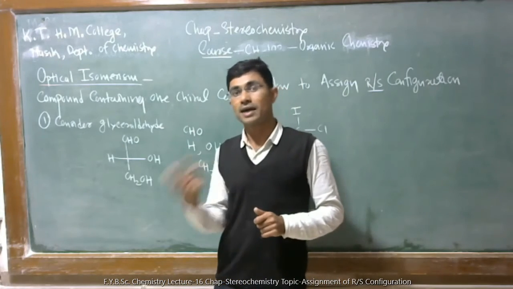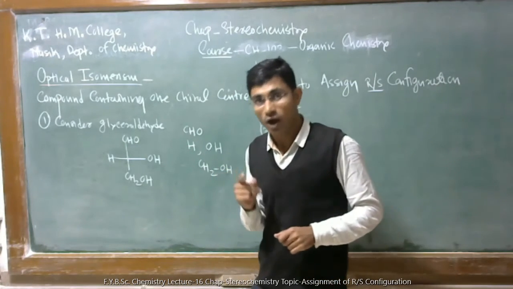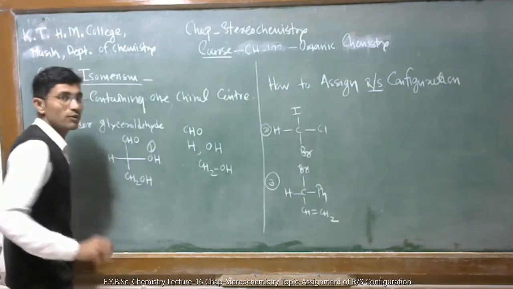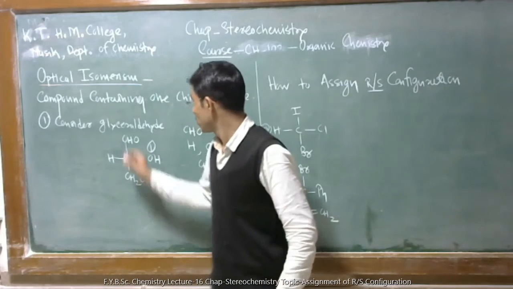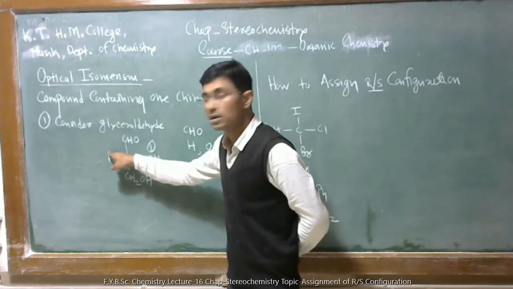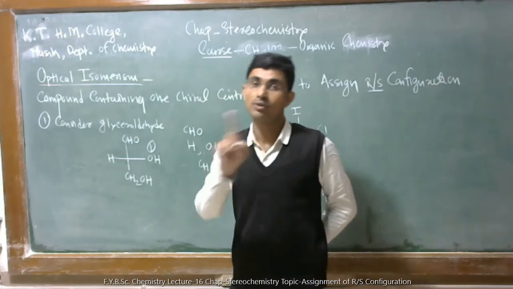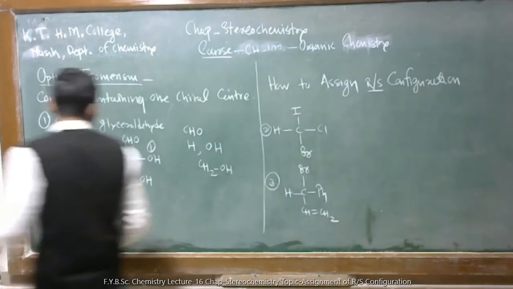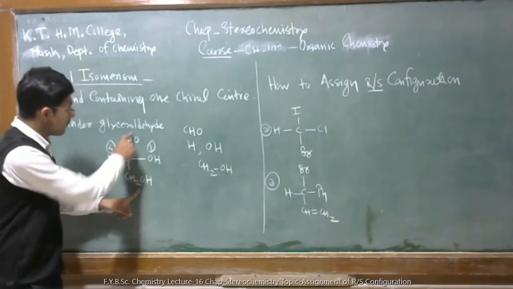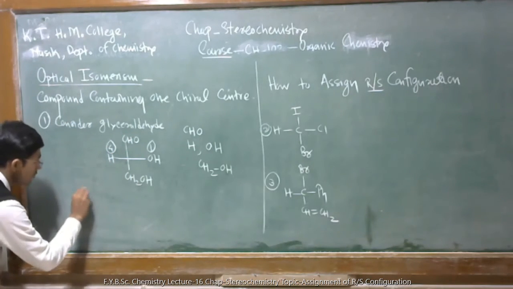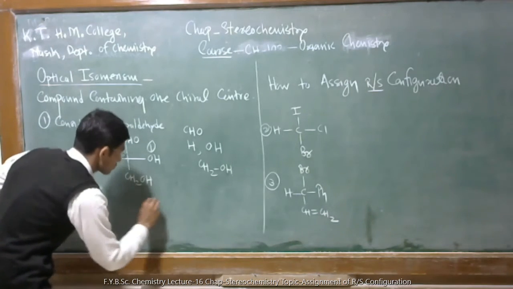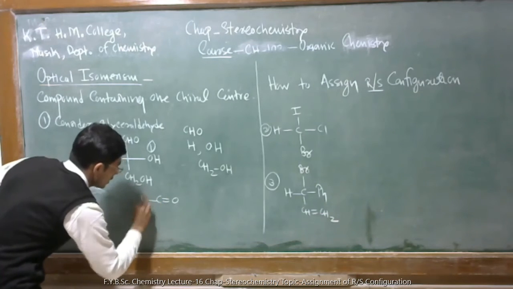The rule says that the higher atomic number gets the highest priority. According to that rule, oxygen gets the first priority. Oxygen has atomic number 8, carbon has 6. So oxygen gets the first priority, while hydrogen gets the last priority because of atomic number 1 only. So here this gets the fourth priority. Then we have to compare between these two groups. CHO means this is the aldehyde group, like this. Aldehyde group is present here.